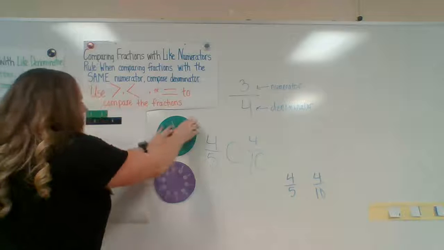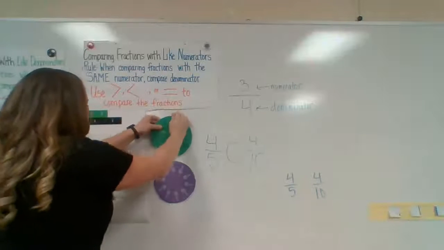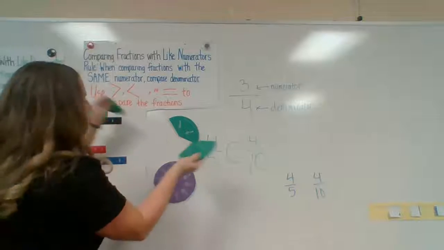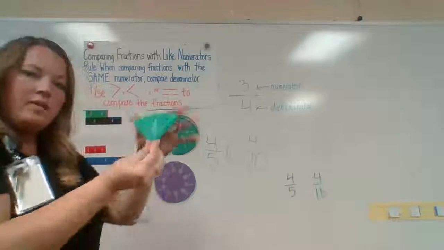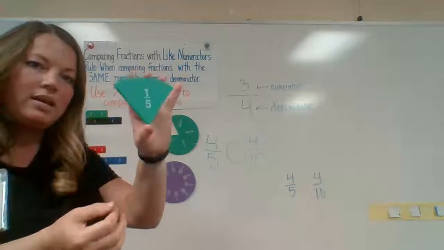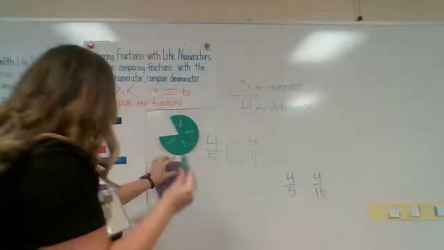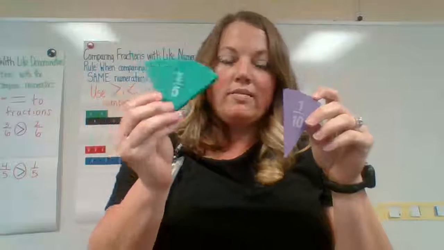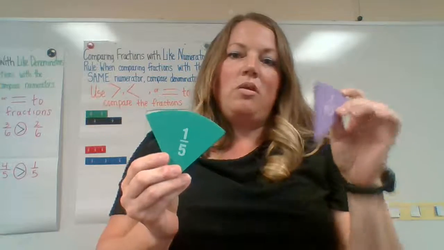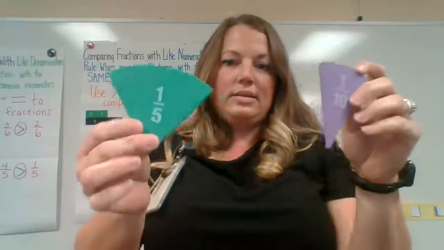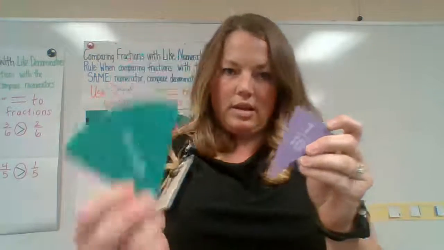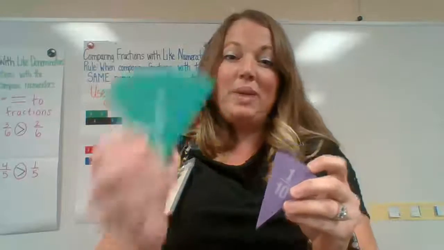So I'm only going to have 1 out of the 5. There we go. So I have 1/5. This is how big it would be if I cut it into 5 pieces. And this one, if I cut it into tenths, it would be this big. So 1/5 is greater than 1/10. And you can see by looking at the pieces that if you cut it into 5 pieces, the pieces are going to be bigger than if you cut it into 10 pieces.